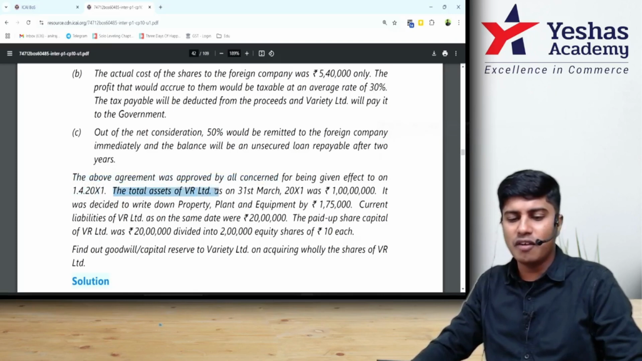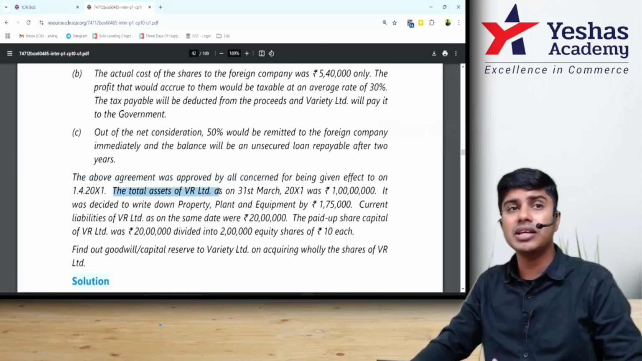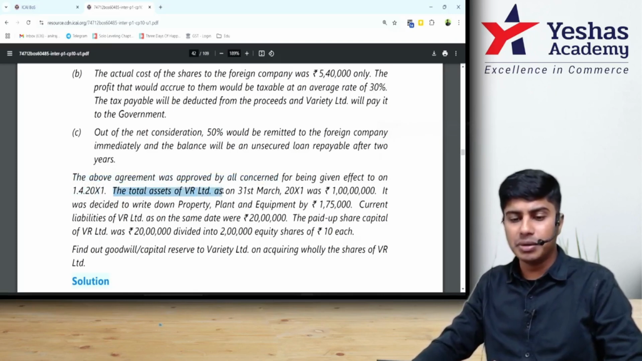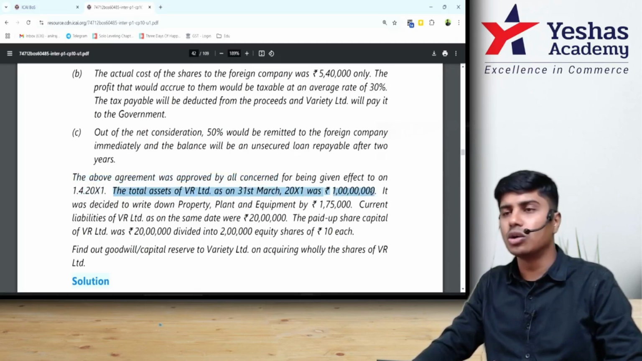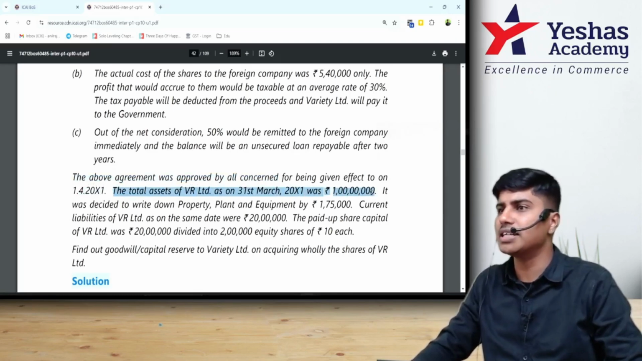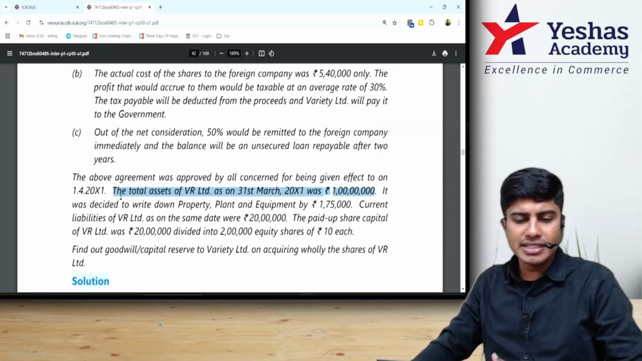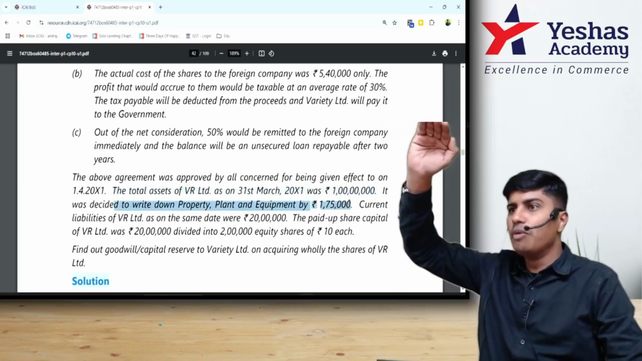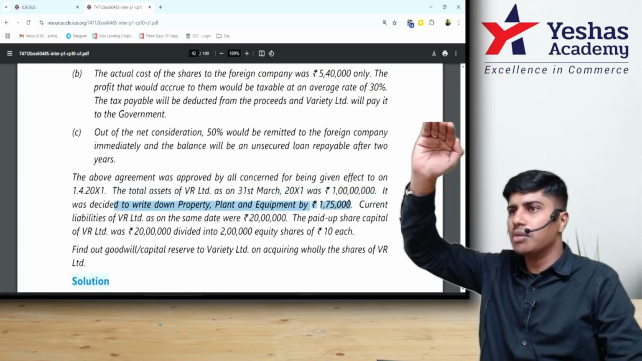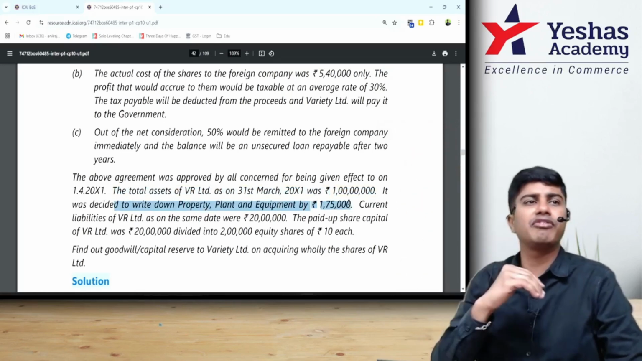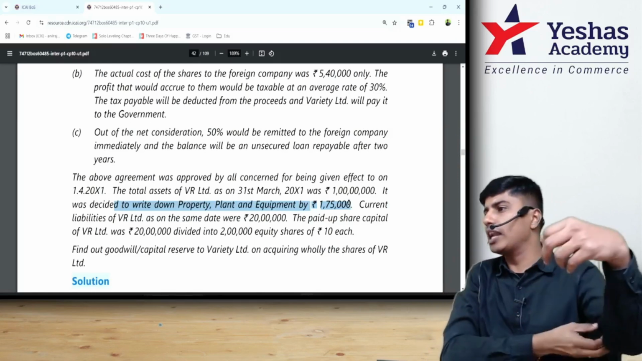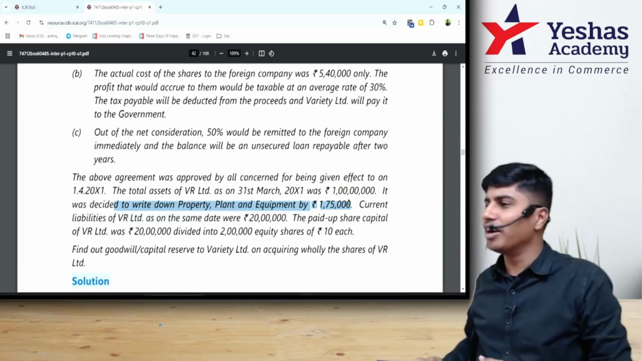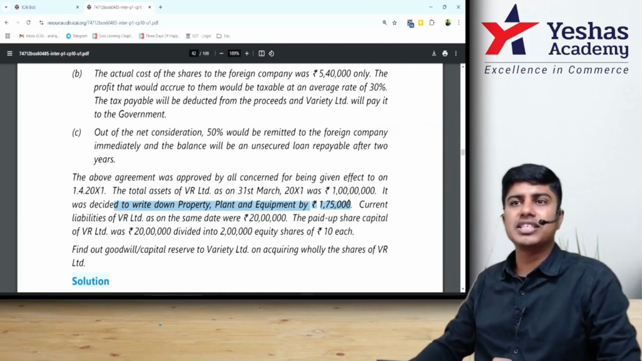The total assets of VR Limited. VR Limited is a subsidiary company. On 31st March it is how much? 1 crore. It is decided to write down the PPE by 1,75,000. 1 crore is the value before revaluation. When you do revaluation, it becomes 1 crore minus 1,75,000. How much is that? 98,25,000. That is the value of its assets.